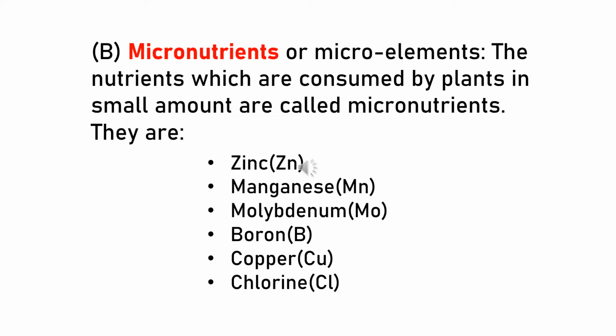Another group of nutrients is micronutrients or micro elements. Why are they called micronutrients? These are very essential for plants, but they are needed in a smaller amount for the plant's nourishment. And what are those? Zinc, manganese, molybdenum, boron, copper and chlorine.